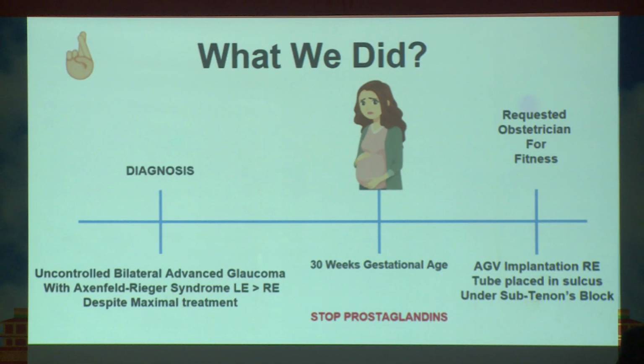So we re-diagnosed the patient as uncontrolled bilateral advanced glaucoma with Axenfeld-Rieger syndrome, left eye greater than right eye, despite maximal treatment. We stopped the prostaglandins because she was entering the 30th week in view of contractions, requested obstetrician fitness, and proceeded with the AGV implantation, tube in the sulcus, right eye, under sub-Tenon's block.